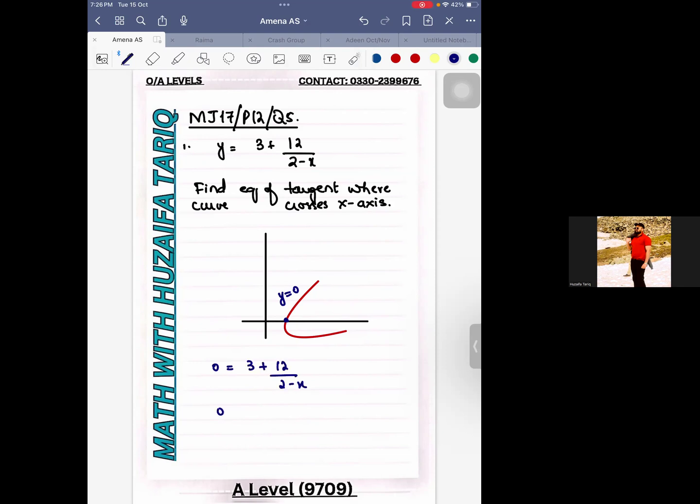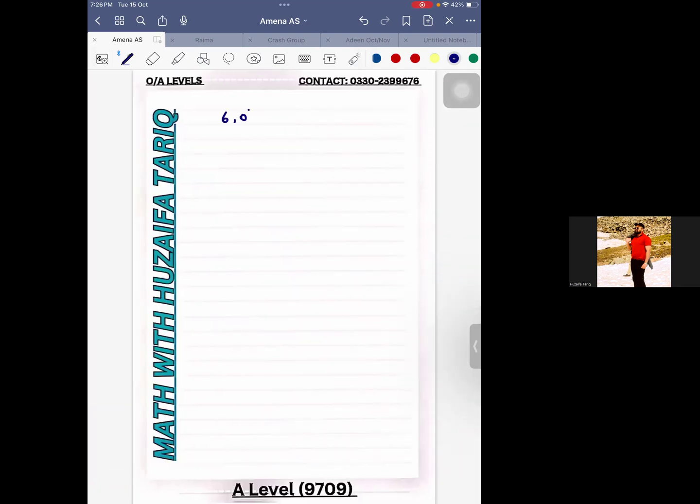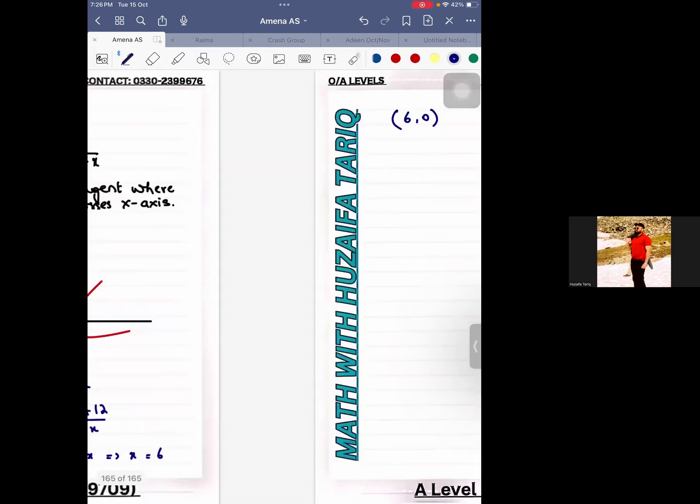After taking the LCM, it will be 6 minus 3x plus 12 divided by 2 minus x, and 2 minus x on the left hand side will be 0. So it will be 6 plus 12 is 18 minus 3x, and the answer of x will be 6. So we do not have the coordinate right now to substitute in the equation of a tangent. So now we have the coordinate, that is 6 comma 0, which we have to substitute in the main equation of a tangent.